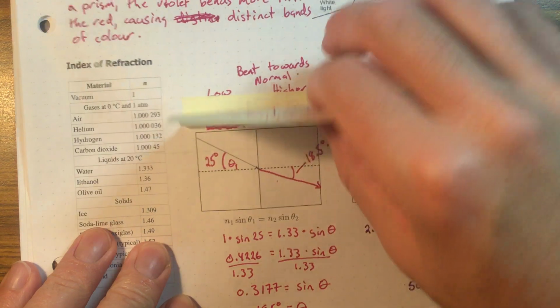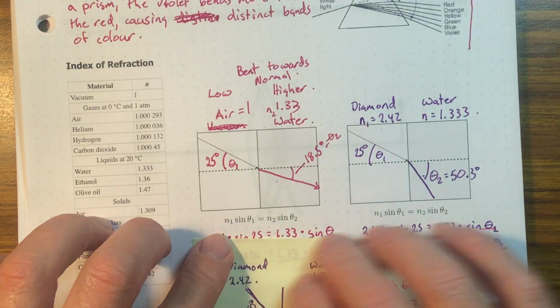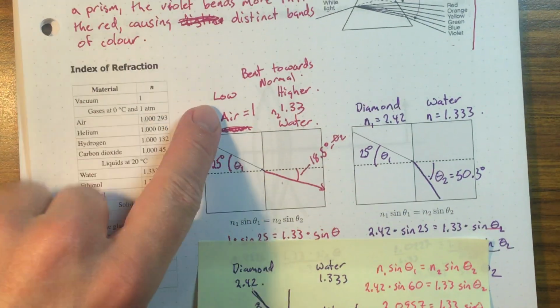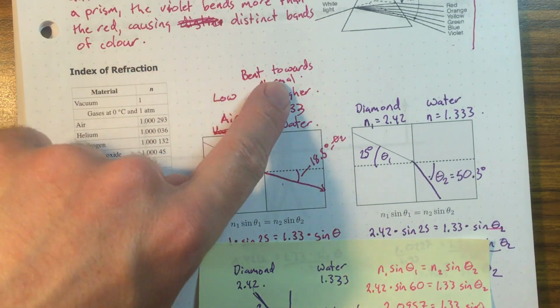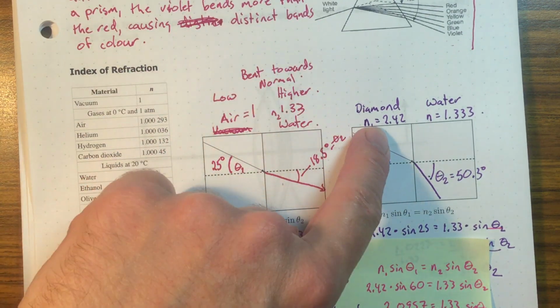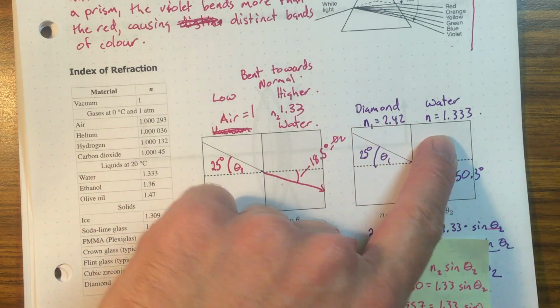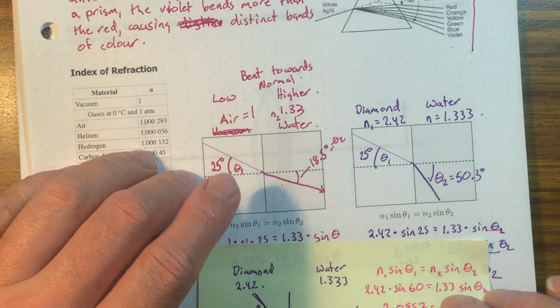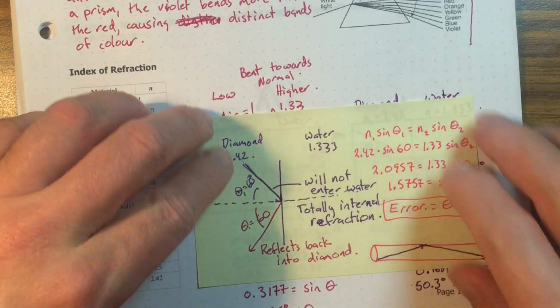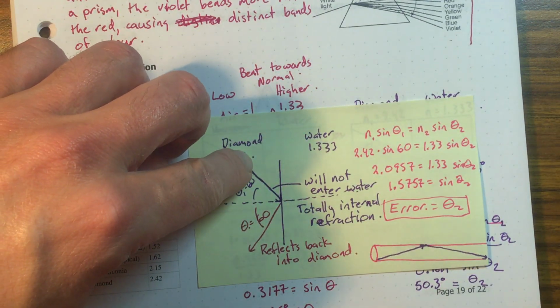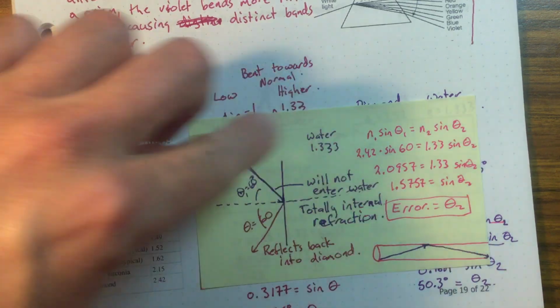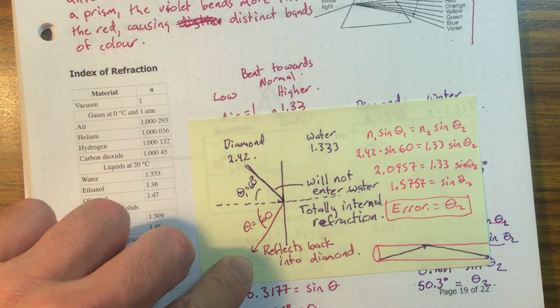Right, so if the light travels from a low-n material to a high-n material, it will bend towards the normal. If it travels from a high-n material to a low-n material, it will bend away from the normal. If it goes from a high-n material to a low-n material, and the angle is a certain size, you might get an error, and that means that it'll bounce back.